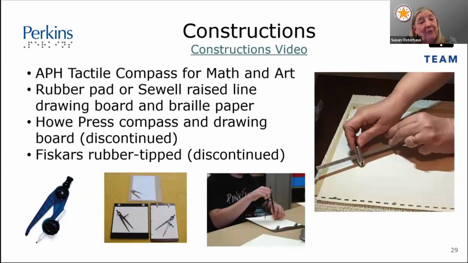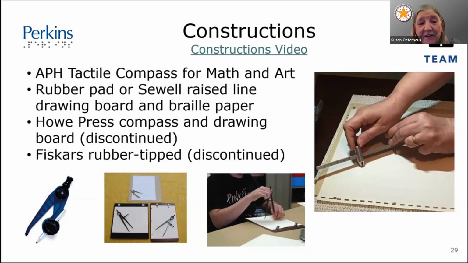Constructions. Okay, we are doing constructions these days, guys, and I do show you a few constructions on a video if you want to see that. But I want you to know what you need to use to do these constructions that our students can do. You need an APH tactile compass for math and art. That is the one that is still available on federal quota money and it's not discontinued. You also need a drawing board, as I mentioned before, which can be a rubber pad, a raised line drawing board, or a clipboard with craft foam and braille paper.